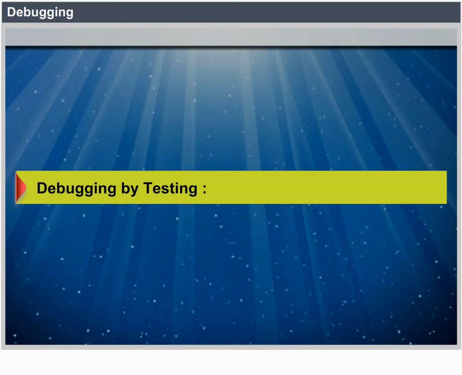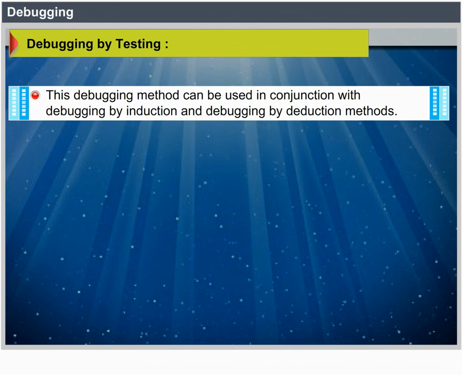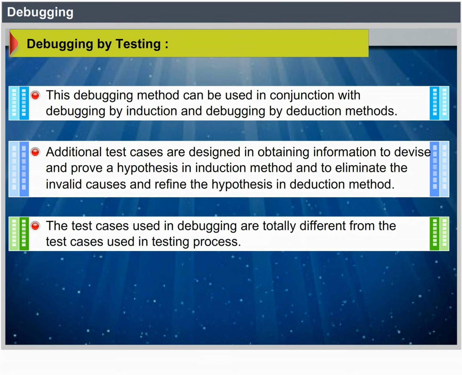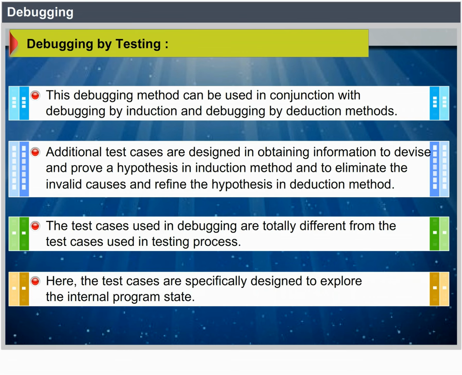Debugging by testing. This debugging method can be used in conjunction with debugging by induction and debugging by deduction methods. Additional test cases are designed that help in obtaining information to devise and prove a hypothesis in induction method and to eliminate the invalid cases and refine the hypothesis in deduction method. Note that the test cases used in debugging are different from the test cases used in testing process.